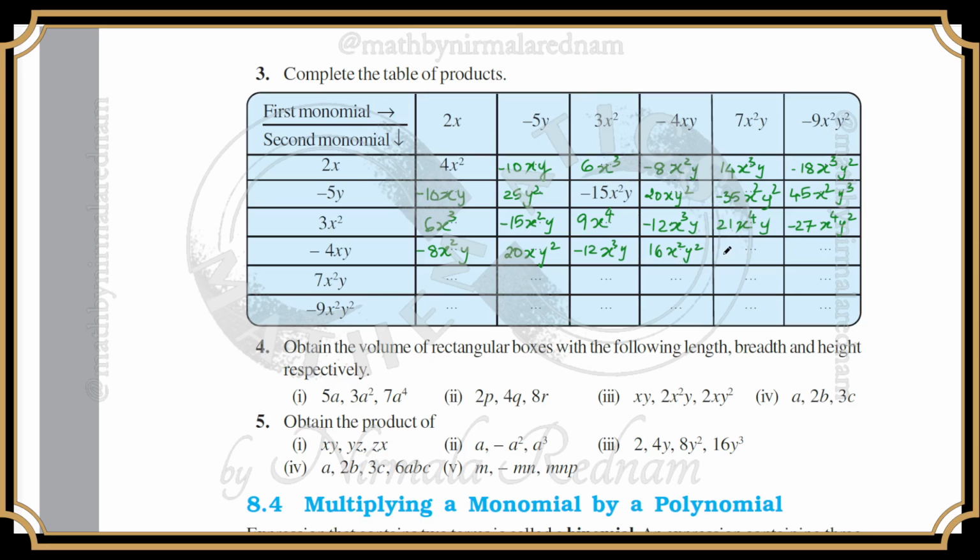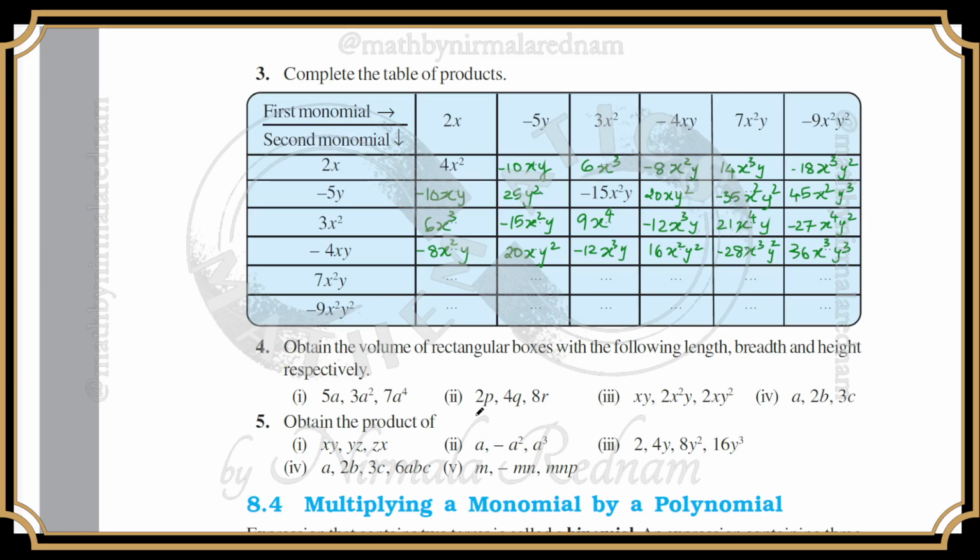Here I have minus 28, minus 4 into 7 is minus 28, and then I have x square into x is x cube, and then I have a y square, 1y in each monomial. Next I have minus 4 into minus 9 is 36, right? And then I have x into x square is x cube, y into y square is y cube, right? That is my fourth row.